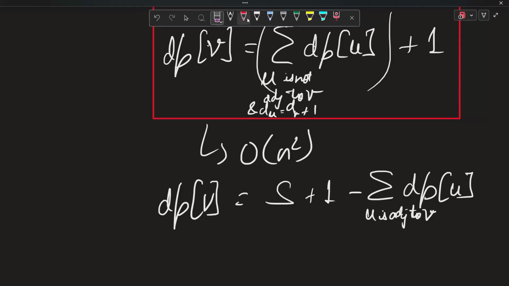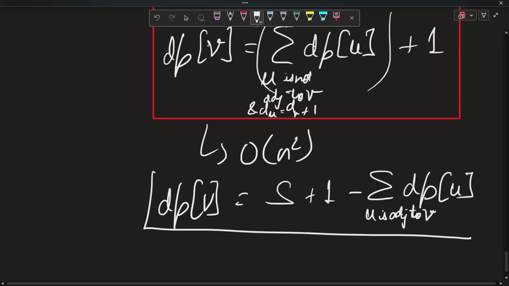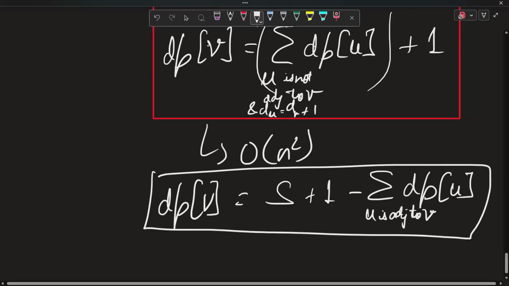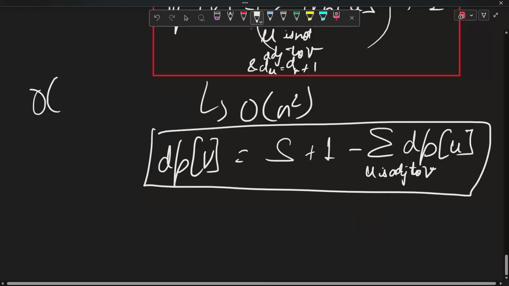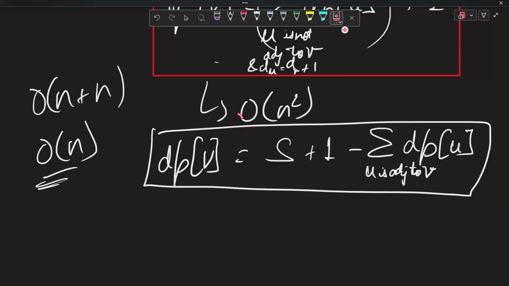Okay, so when you change your DP state to this, now you can see that your overall transition, this summation for all the states, would overall be the number of edges in the tree. So it would be overall n plus the number of edges, which is also of order n. So overall, in order of n only, you can compute this.